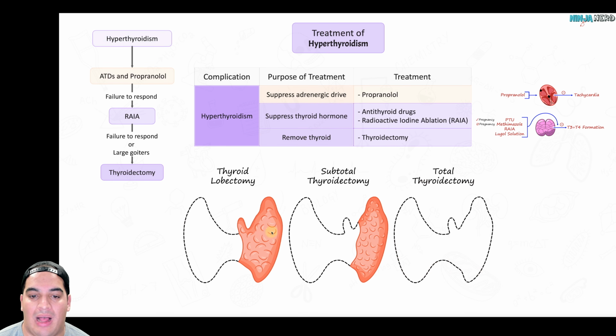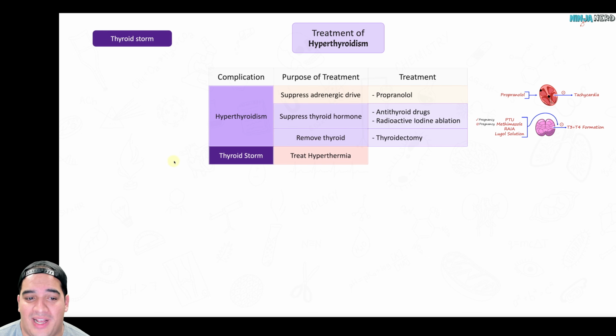And so these are potential options if a patient has failed the response to PTU or methimazole plus propranolol, and they've had maybe a couple treatments of radioactive iodine ablation. Another reason is that their goiter is so large that it's actually causing significant problems. We go to the next one.